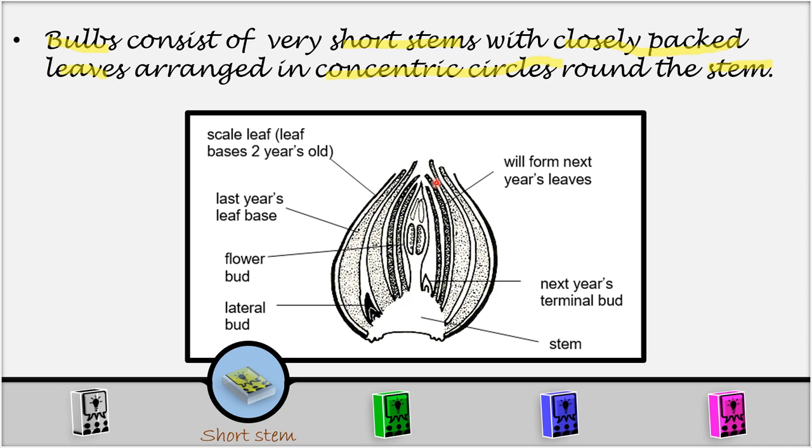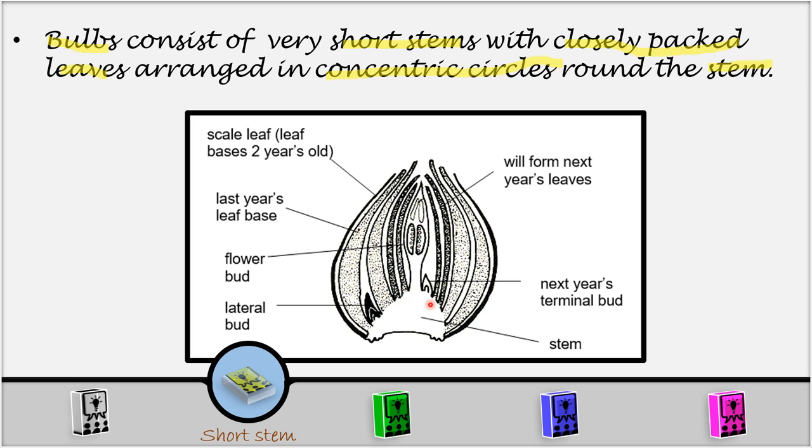And then inside here, this will form next year's leaves, meaning that these are the new leaves that we are forming now. These are the new leaves that are inside. Now these ones that come next were last year's leaves. Then the one outside was 2 years old, and now it has become a scale leaf. It is covering the other young leaves inside. Then inside we have the flower buds.